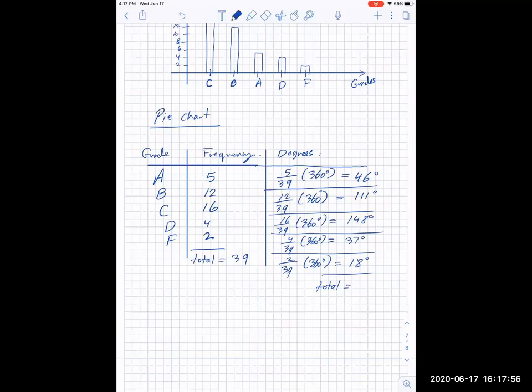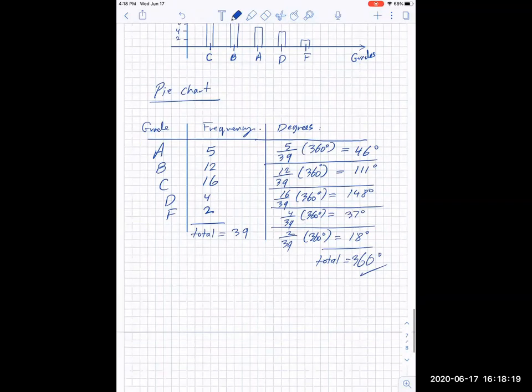Let me check it. 46 plus 111 plus 148 plus 37 plus 18. I get exactly 360 degrees. Good.